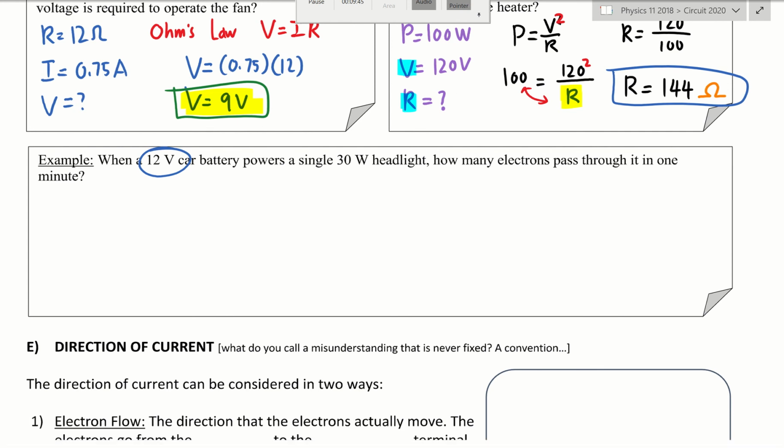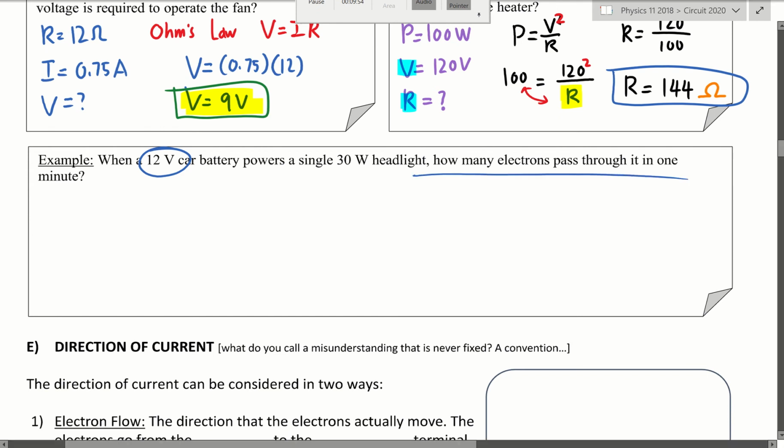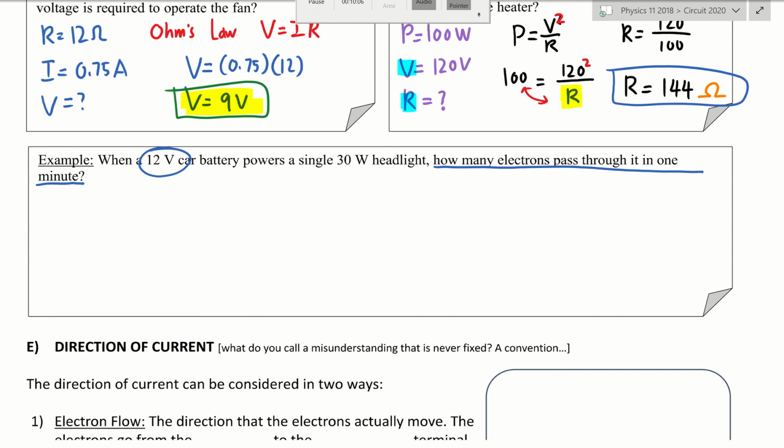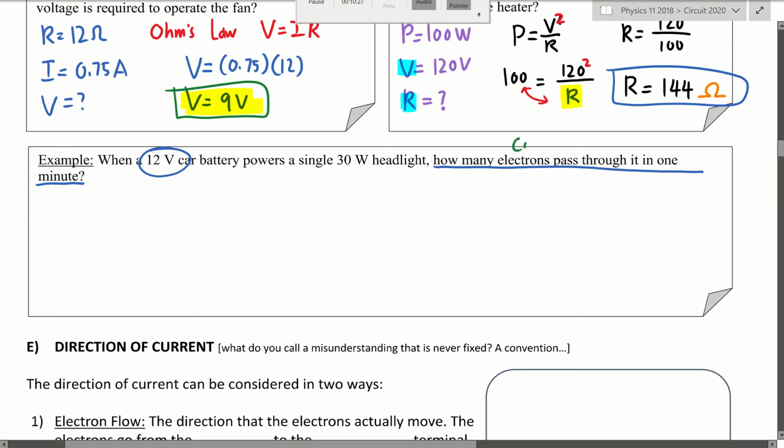How many electrons do you need to actually go through the headlight in 1 minute in order to power it? Okay, so what is the question actually asking? It's how many electrons pass through the headlight every minute in order to actually turn it on. Now, why do we need the electrons passing through it? Because the battery is not going to magically make the light bulb light up. The battery needs to connect to the light bulb, and there needs to be electrons bringing the energy from the battery to the light bulb. So how many electrons are actually going through the light bulb in 1 minute? Okay, now that is related to current.